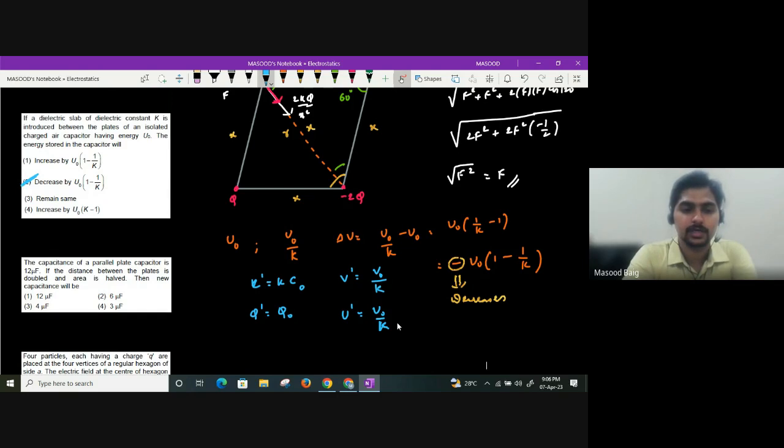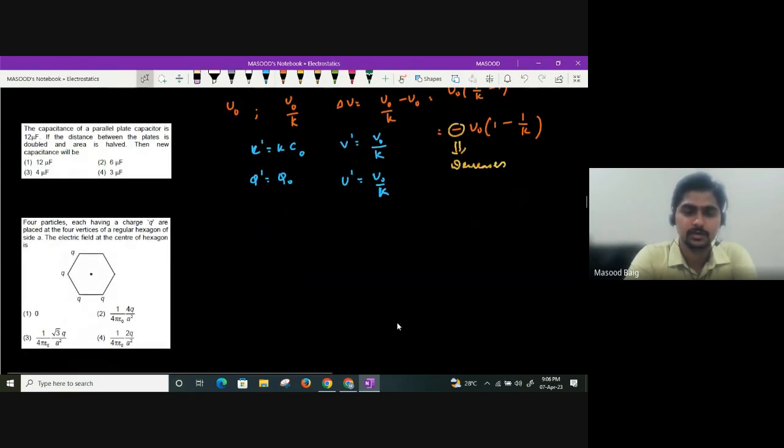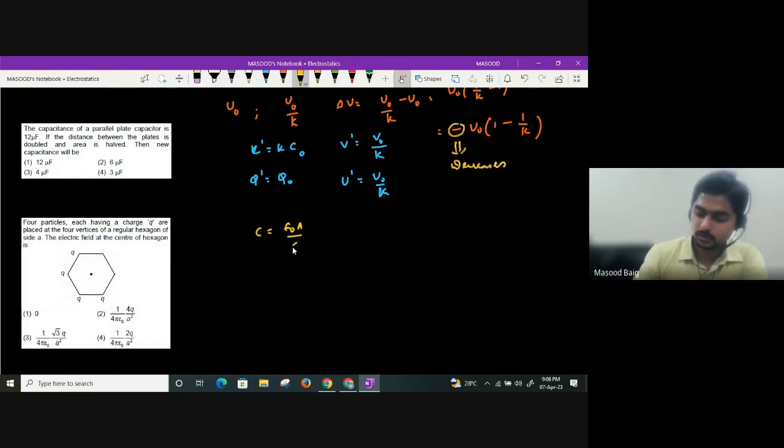Capacitance of a parallel plate capacitor is 12 microfarad. If the distance between the plates is doubled and area is halved, what is the new capacitance? For a parallel plate capacitor, what is capacitance given as? Epsilon naught A by D. Yes or no? What are they saying? Area is halved. So C' will be epsilon naught A' divided by D'. Area is halved, so I can take it as A by 2.